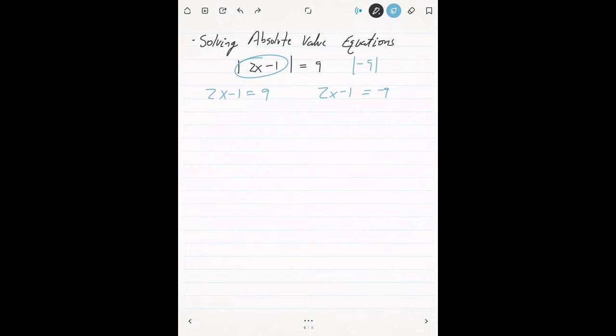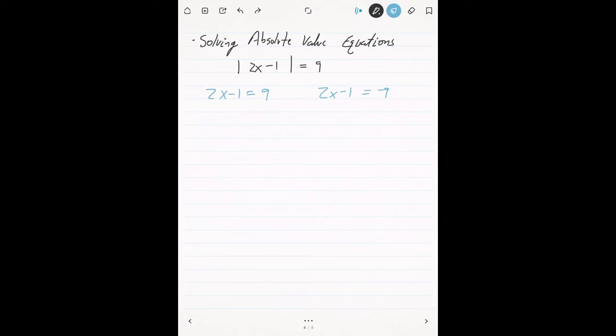So again, here's the situation. The interior quantity, this whole 2x minus 1 value, okay, it's just going to be some number. That whole interior could be one of two possibilities. So we have to account for that. We have to figure out what could x be to make the whole inside 9, and what could x be to make the whole inside negative 9. Because those are the two situations we can have. So when it comes to solving absolute value equations, you actually have to solve two separate equations.